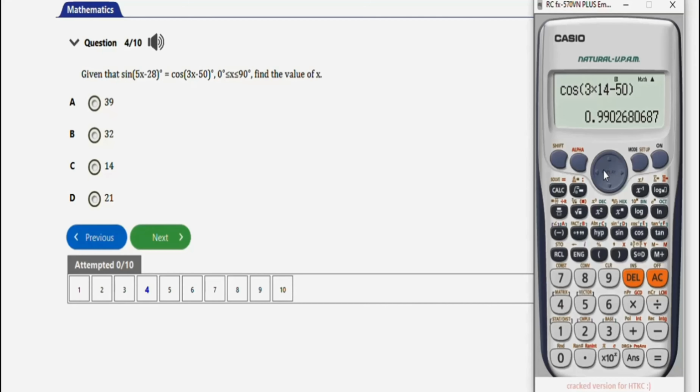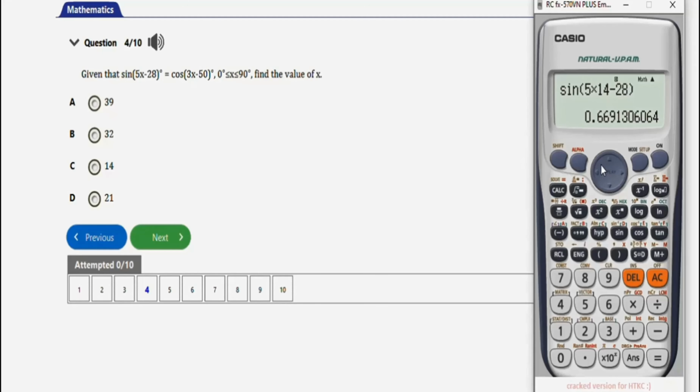0.99. Alright, so let's check the other one, sine 5 times 14 minus 28. Close the bracket. 0.6. No, so it has to be option D.